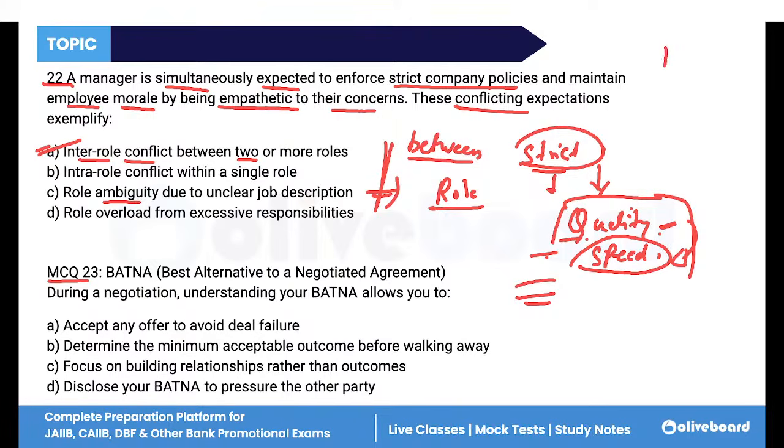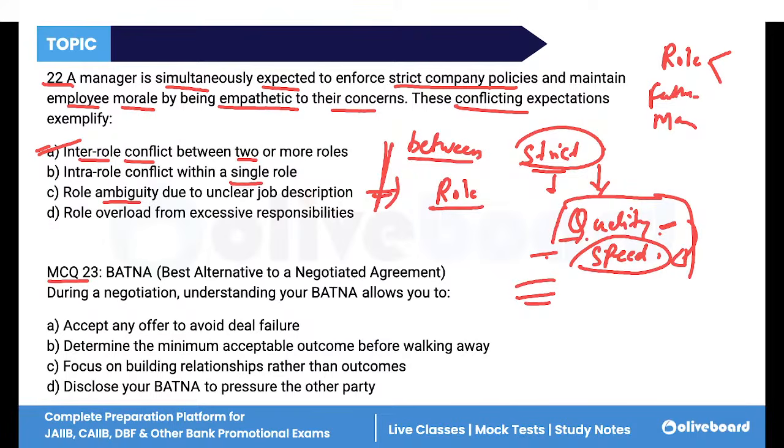Now, intra-role conflict is what? Intra-role means you are performing one role, and in that role, two activities you are performing. Like you are performing the role of father in your house as well as the manager in the office. That is intra-role conflict, within a single role.